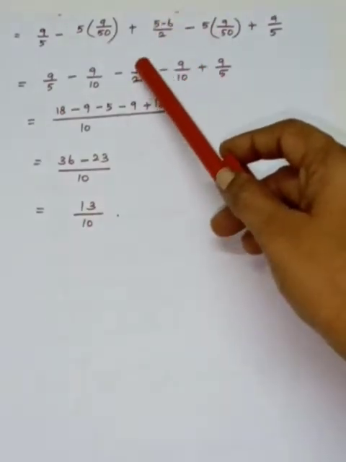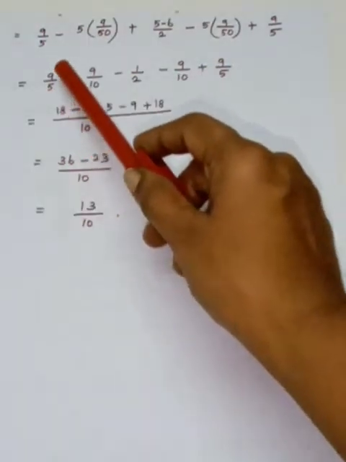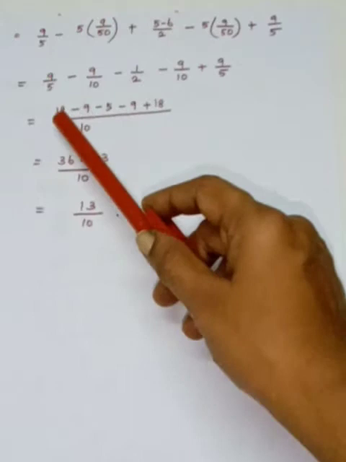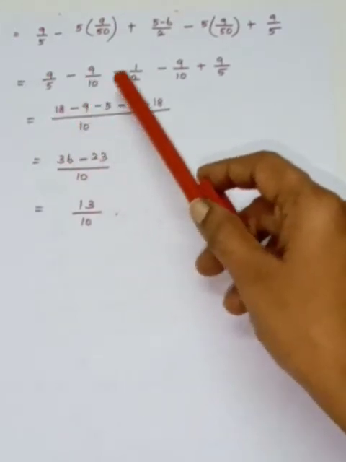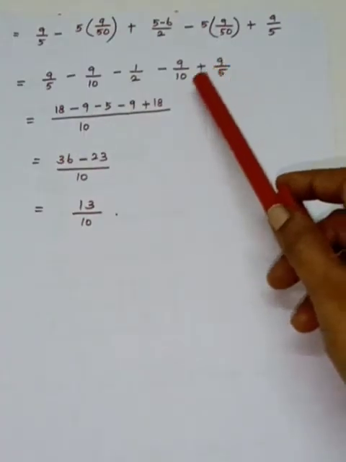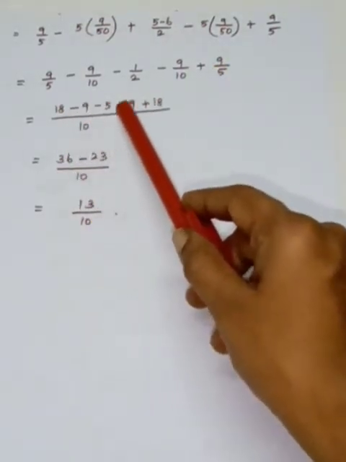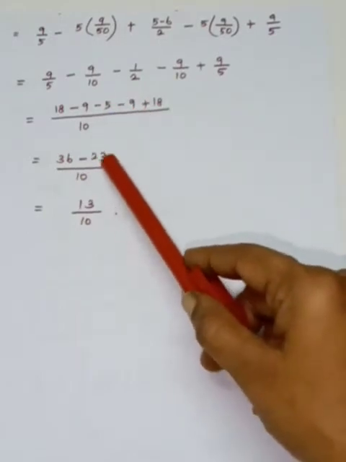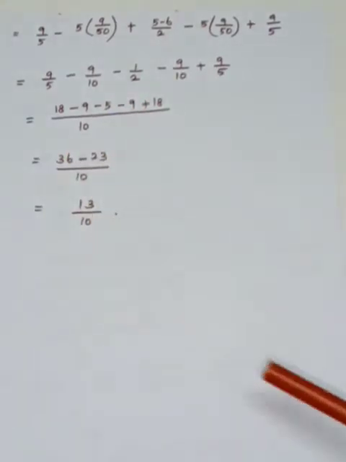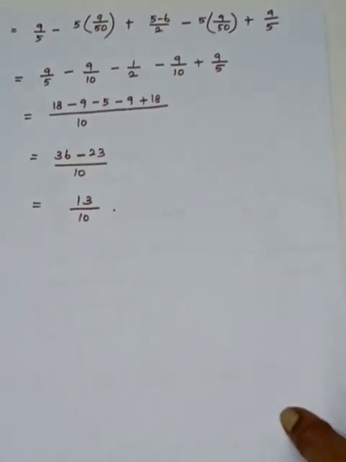5 minus 6 is minus 1/2. So here the LCM is 10. So this has to be multiplied into 2. So 9 2s are 18. Minus 9. Here it is minus 5, minus 9 and plus 18. So 18 plus 18 is 36. When you add these three, it is minus 23. So when you subtract, your answer is 13/10. Okay, so we'll come to the next problem.